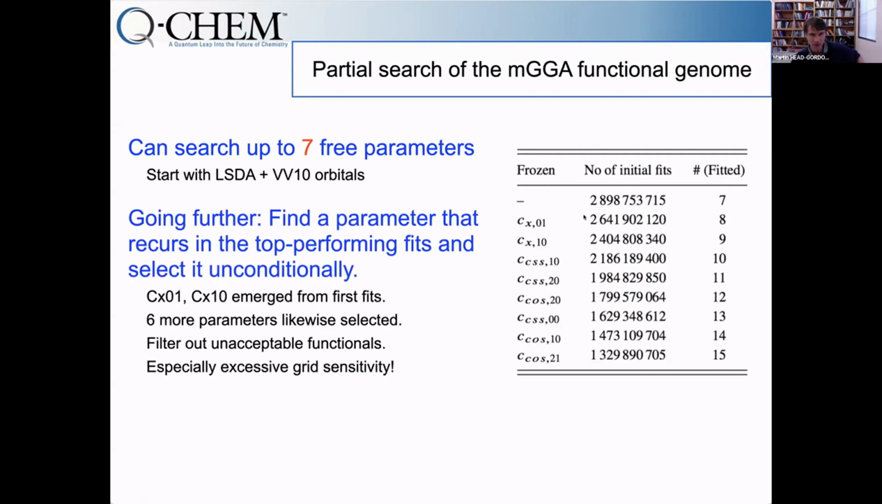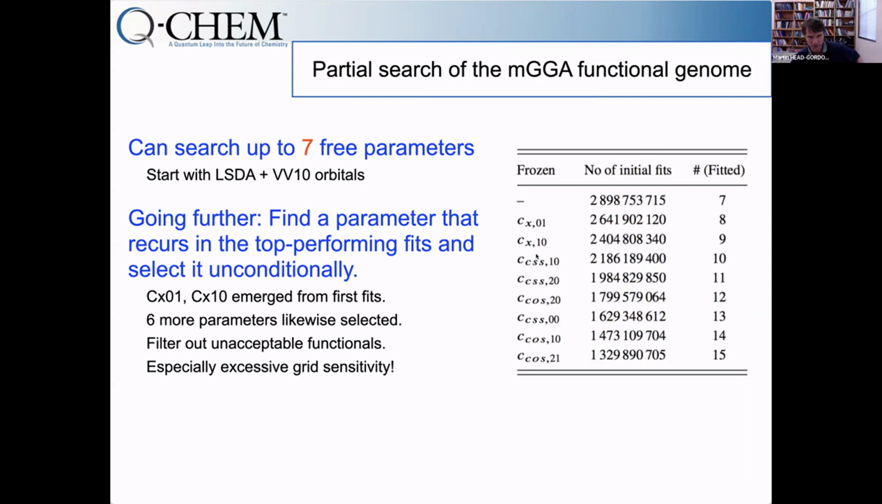But what if you want to go further? Well, then you have to force at least 1 parameter to be included. And the way we did that was to look for a parameter. So, this is exchange and the different kinds of correlation. And the first thing that we included was something that is linear in the reduced spin density gradient. That occurred in all of the top 10,000 fits of the 3 billion that we initially did. So it seems logical to force its inclusion. We didn't force its value, we forced its inclusion. And then that would allow us to do now 143 choose 7.